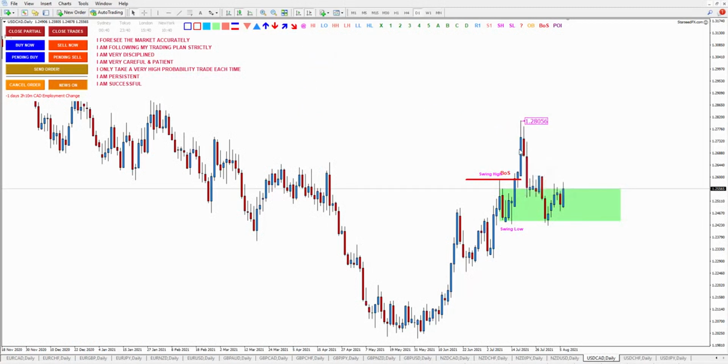This candle not only breaks this swing high, but also this swing high. So there is high probability the market could go higher.